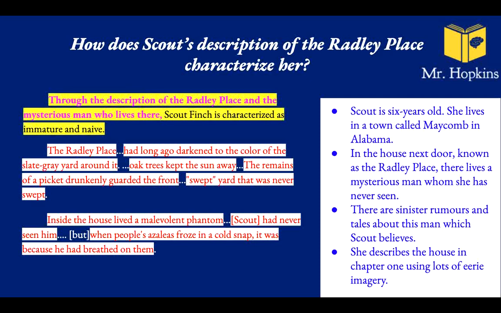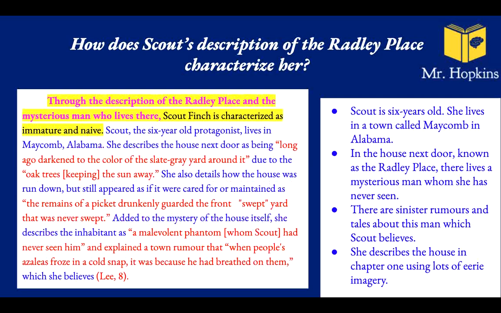So through the description of the Radley Place and the mysterious man who lives there, Scout Finch is characterised as immature and naive. That's my topic sentence with the what and the how, and the why. And then I've got the quotes I need. So here's what it looked like when I finished.